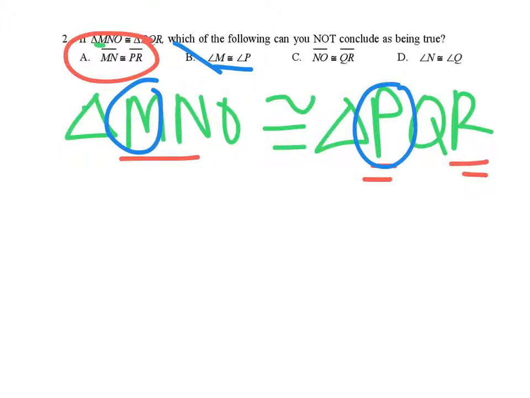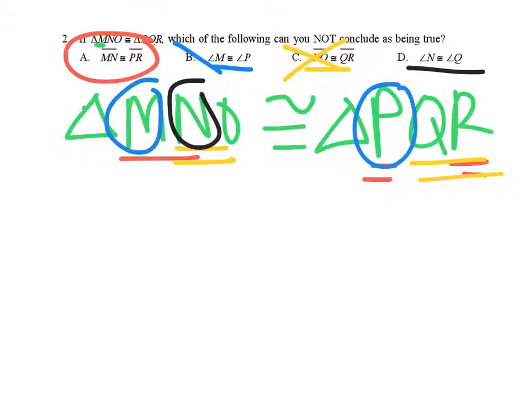The next one, C, NO is congruent to QR. We have NO, we have QR, so that's true, they're in the same spot, can't be C. And for D, they want N and Q. N's the middle letter, Q's the middle letter, so it can't be D. So our answer has to be A.